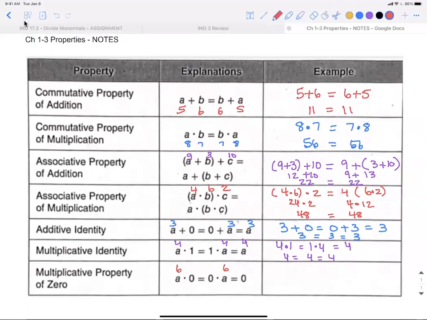Let's test it out. 6 times 0 equals 0, right? 0 times 6 again still equals 0. So let's look at it and work it down. 6 times 0 is 0. 0 times 6 is 0. It all equals 0. Okay, that's it for the properties.